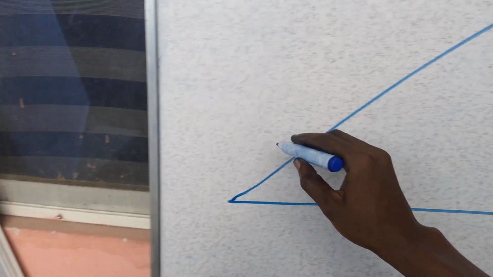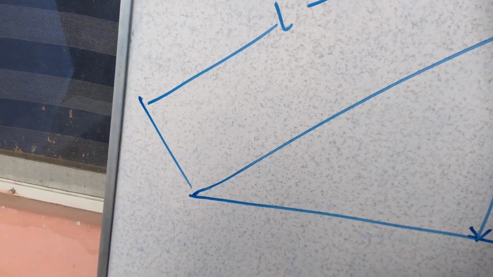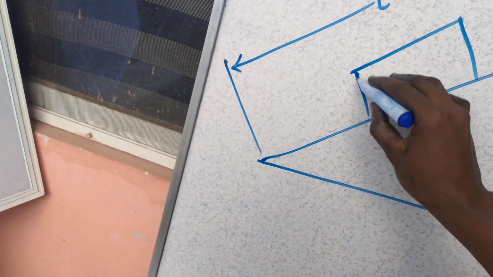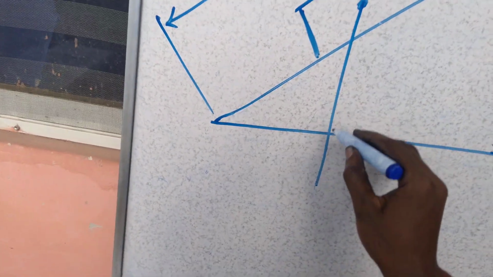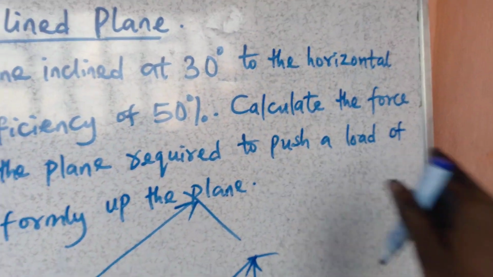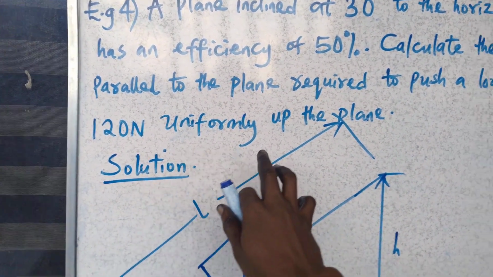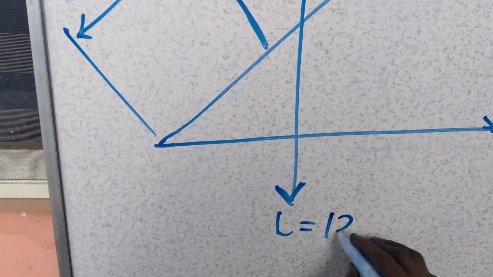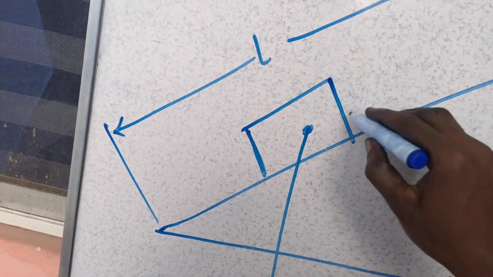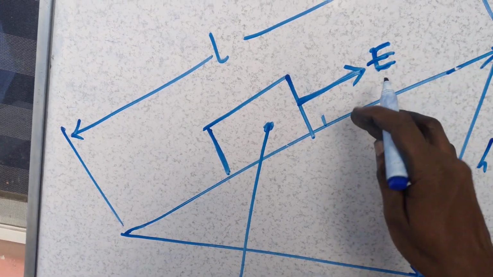The length of the inclined plane is this. This is the load. The load is the block that is placed there, and it says it's used to push a load of 120 Newton uniformly up the plane. So this is the load, 120 Newton. An effort is applied here. The effort will make the block move upwards.